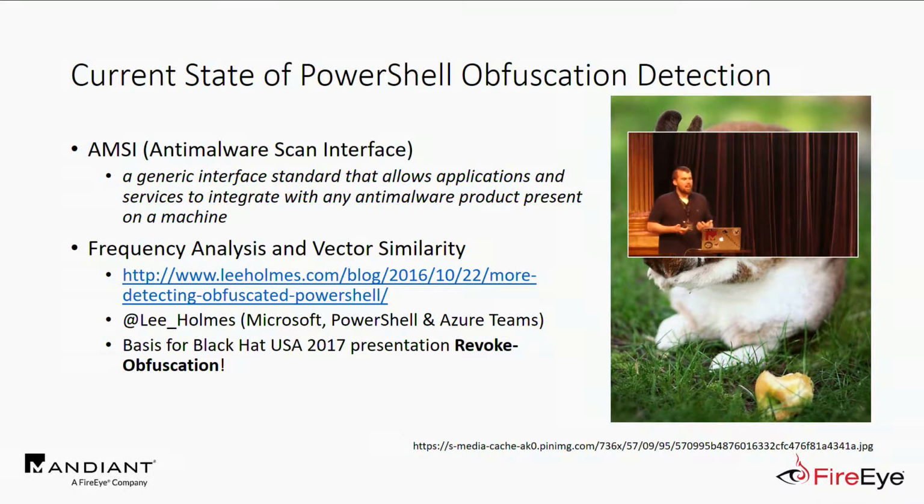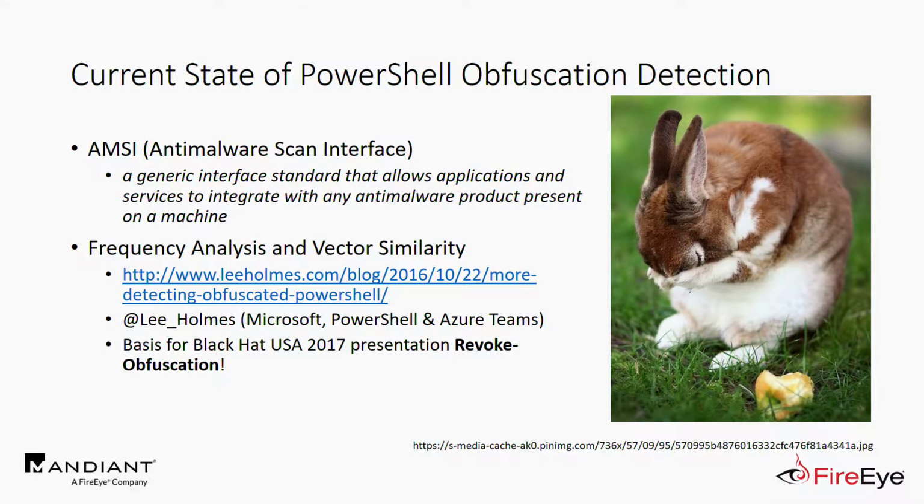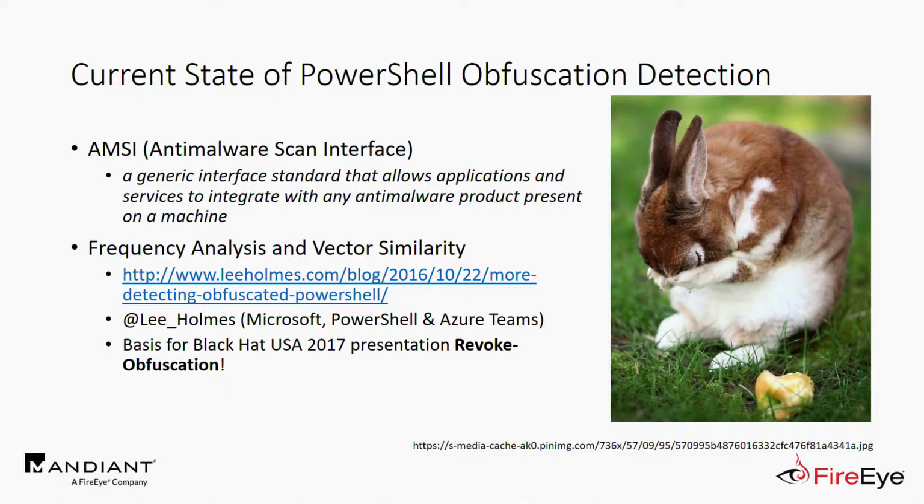AMSI, Anti-Malware Scan Interface. This is available in PowerShell 5, and it's much more than just PowerShell, but a really cool feature that Microsoft enables registered AV vendors to tap into. Some really cool opportunities there, basically giving you visibility into exactly what you see in script block logs. So you still have to take into account that first option, that token layer obfuscation, because that's not resolved in script block logs. And then frequency analysis and vector similarity.